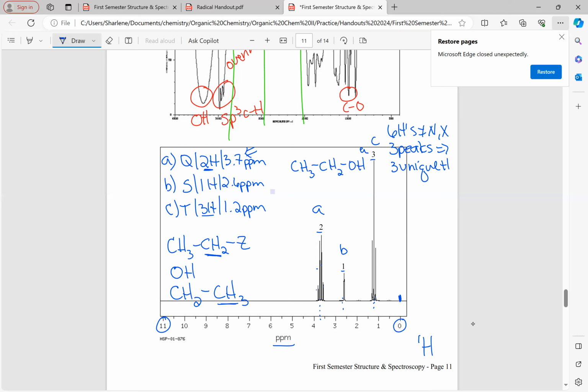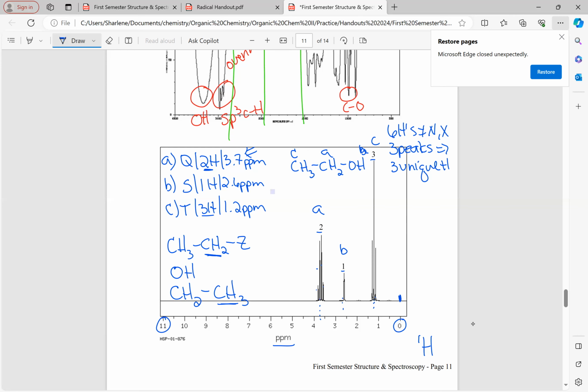So that one is A, that one is B, this one is A, this one is B, and this one is C. And then you check. C, so if you hide this portion right here, it's 1, 2 plus itself, so that should be a triplet that integrates for 3 hydrogens, and it's in the normal area, so about 1 to 2. This one, okay, hide those 2 hydrogens, and it's next to 1, 2, 3.